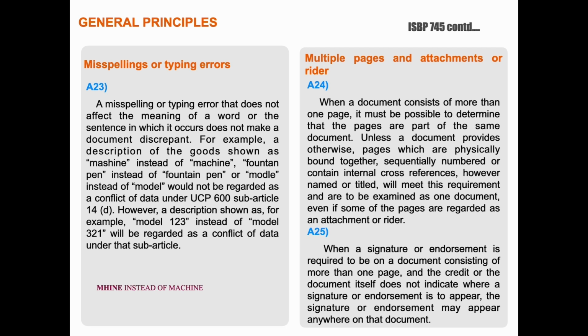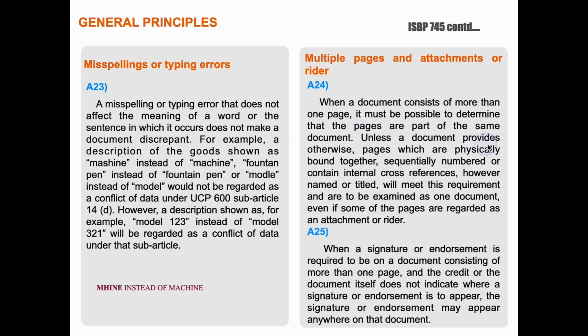For example, it can number the pages 1, 2, 3, that is sequentially numbering, or it can mention 1 of 3, 2 of 3, 3 of 3, right? Like that, it must mention. That's why it says it must be possible to determine that the pages are part of the same document.